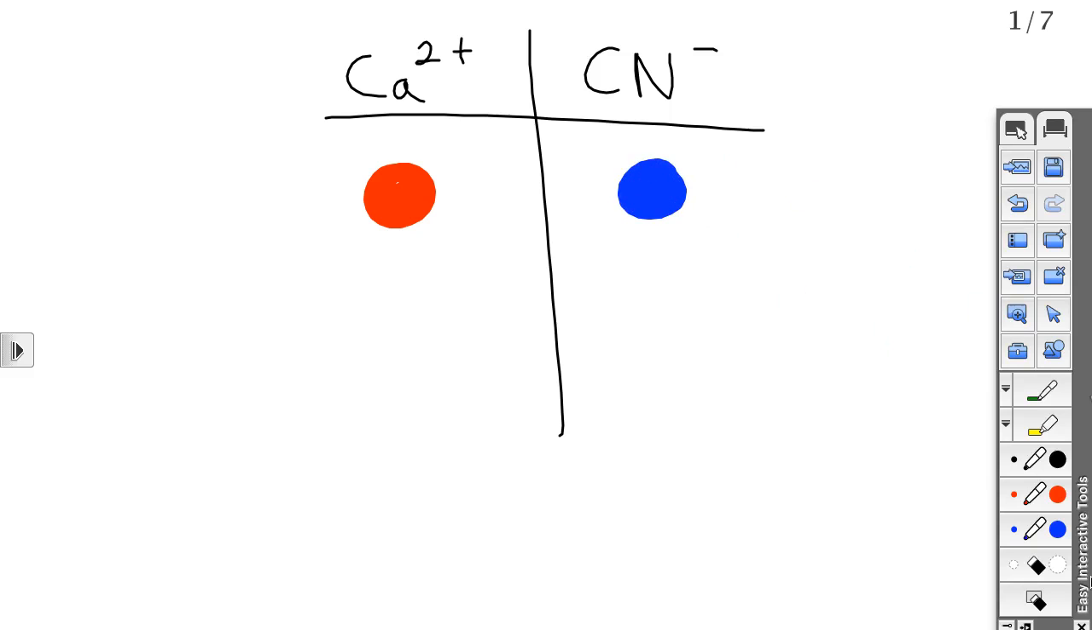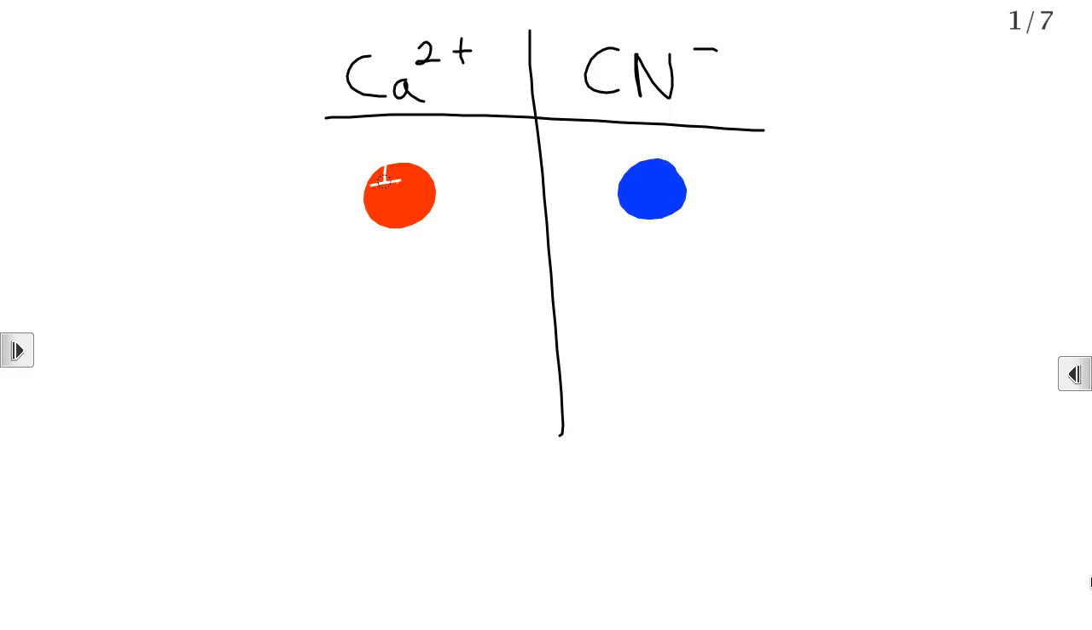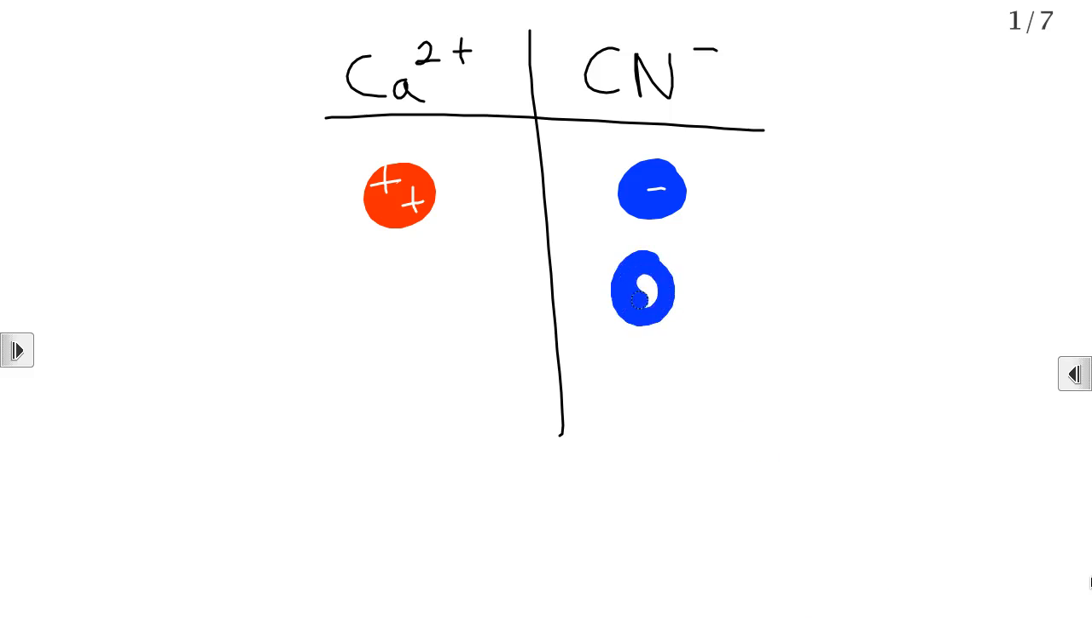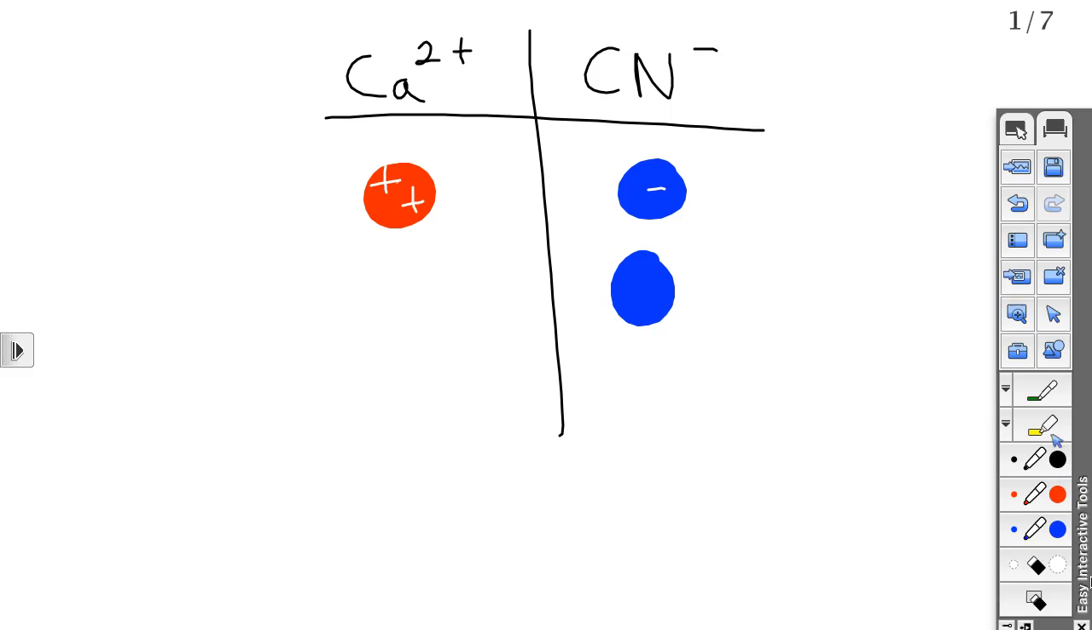So each calcium ion has a 2 plus charge, and each cyanide ion has a 1 minus charge. So is this a neutral compound if I have one of each? No. Which one do I need more of? Yeah, I heard you, but I just wanted to make sure.